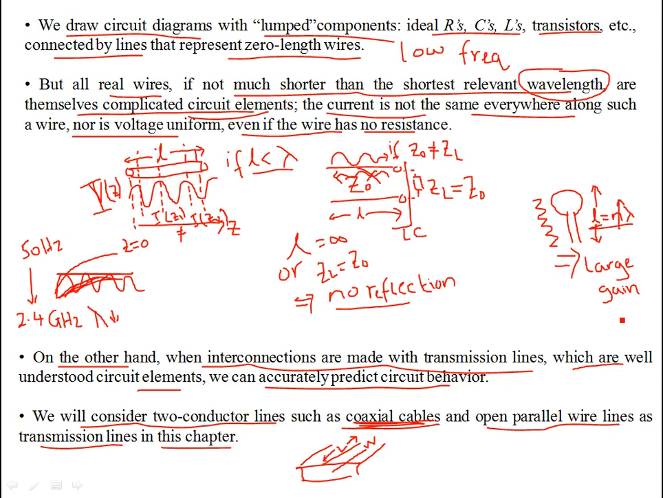Other than radio communications, you still use high frequencies. For example, your microwave oven is operating at frequencies more than 2 gigahertz for heating. You use this in medical diagnosis like MRI. So high frequencies, or microwave frequencies, have applications everywhere besides communication. Okay.